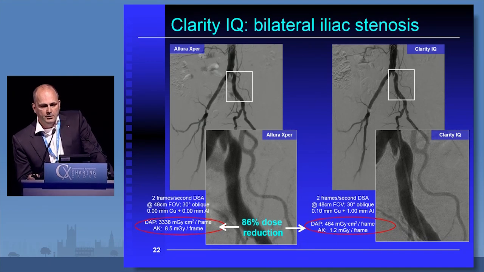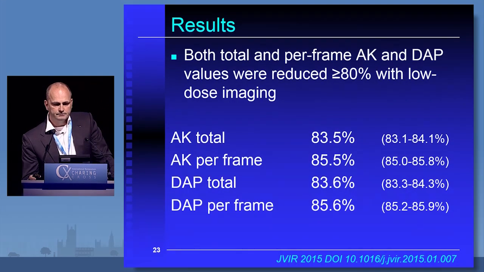The study we performed in iliac imaging, here you see the results of one of the patients with a bilateral iliac stenosis. On the left again you see the dose values, dose area product values and air kerma values compared to the Clarity IQ. And in this particular patient you see that we are able to do an 86% dose reduction without loss of image quality.